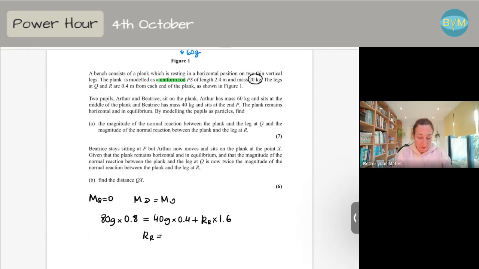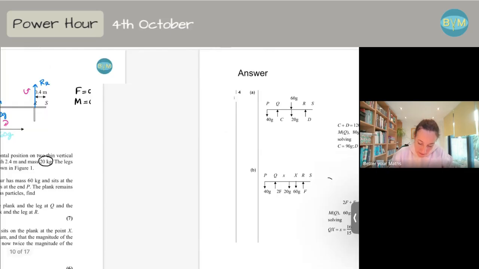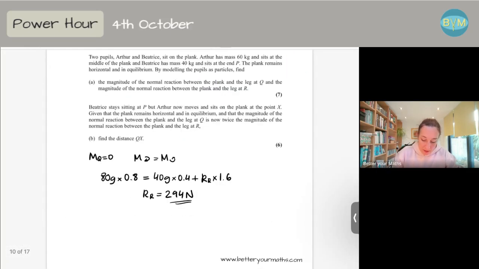Is it confusing for those who haven't seen moments? Probably. And I get that RR is 294 newtons. Did you get that, Ali? 294? Yeah, you get the same. We can leave it in terms of g or leave it like this.